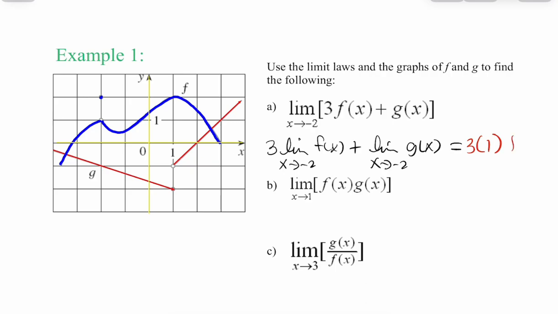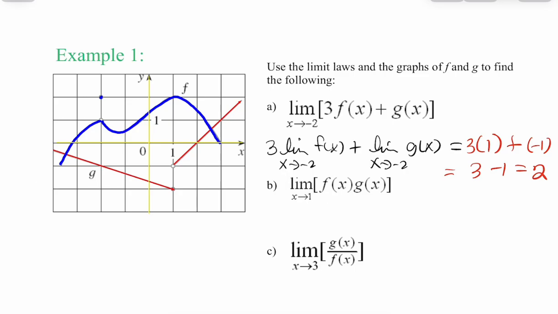Okay. So now we are approaching -2 on our g function, which is in red. What height are we approaching when x is -2 on our g function? -1. So then it just becomes 3 minus 1, or 2. So we were able to ignore the 3, find the information from our graph, then multiply by 3, and then add the 2 results together.